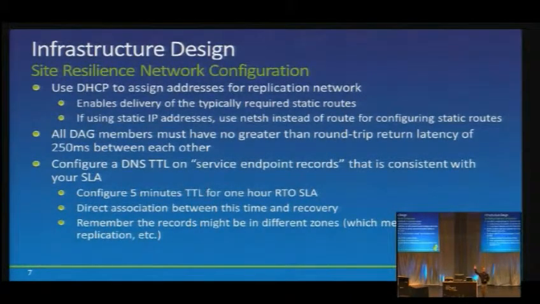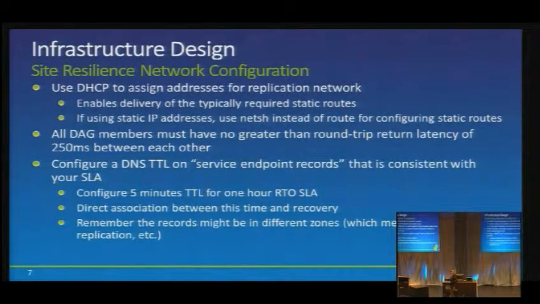Now, how many of you have multiple data centers and you want to deploy a DAG across multiple data centers? So the guidance here, and by the way, we talk about it in the site resilience section, but the guidance in terms of latency applies to all DAG members regardless of how you deploy them. So whether all your DAG members are in the same data center or you've deployed them to multiple data centers, we require no greater than 250 millisecond round-trip return latency. And that's between all DAG members. So you might have many that are well connected, you might have some that are not so well connected, but wherever they are geographically, they all have to have less than that round-trip latency.